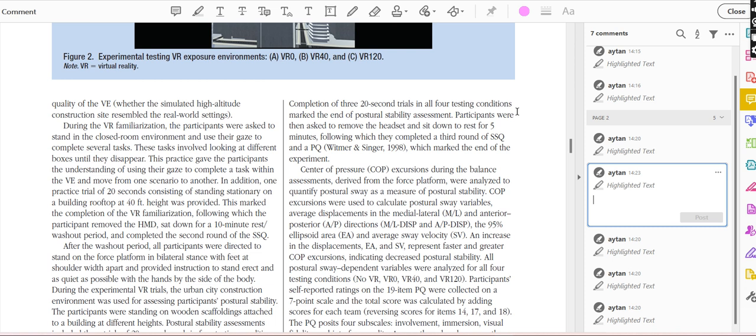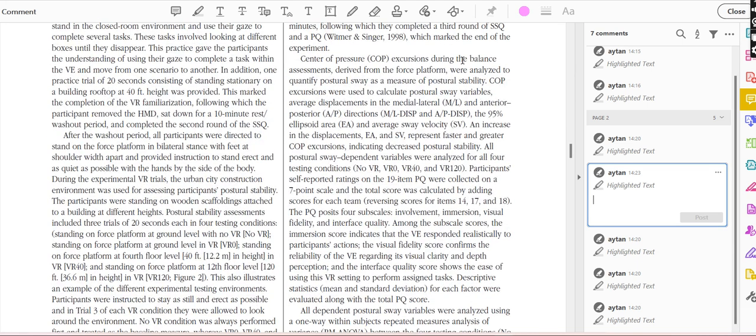Participants were then asked to remove the headset and sit down to rest for 5 minutes, following which they completed a third round of SSQ and a PQ, which marked the end of the experiment. Center of pressure excursions during the balance assessments, derived from the force platform, were analyzed to quantify postural sway as a measure of postural stability.